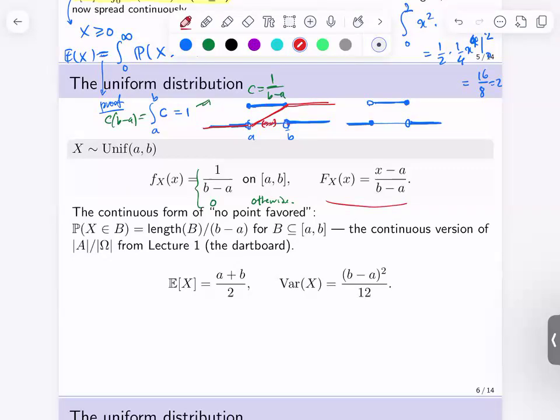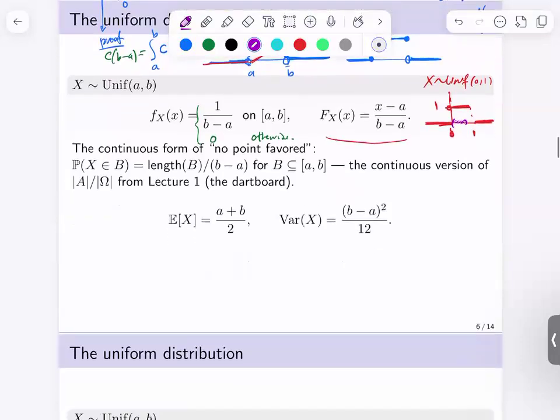Okay, so a very special case is uniform on 0, 1. So if I have X, which is uniform on 0, 1, the density would be 1 on 0 to 1, and 0 elsewhere. Then basically the probability that you land in any interval is just the length of that interval divided by 1, so just the length of the interval. And so this is very useful.